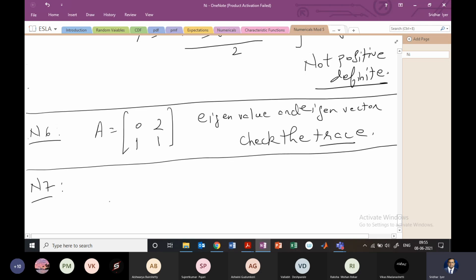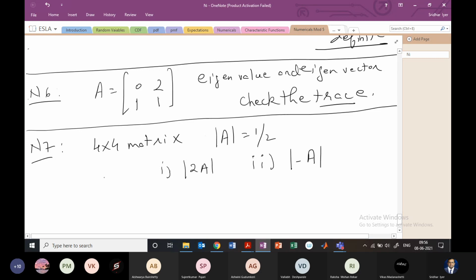There is also one question where they have given a 4 cross 4 matrix, and the matrix A has determinant half. You need to find the determinant of 2A, then the determinant of minus A, third the determinant of A square, and then the determinant of A inverse.